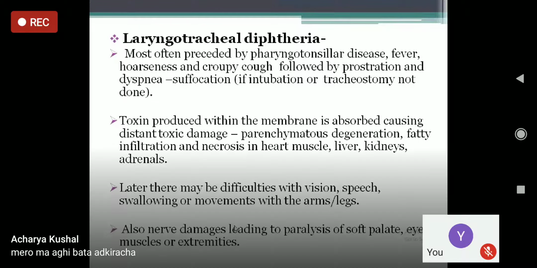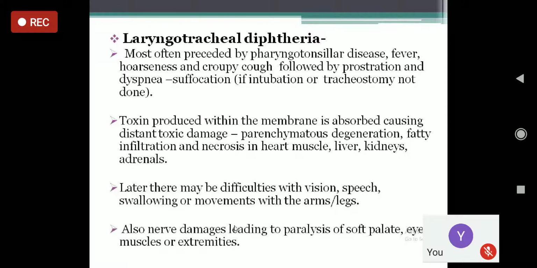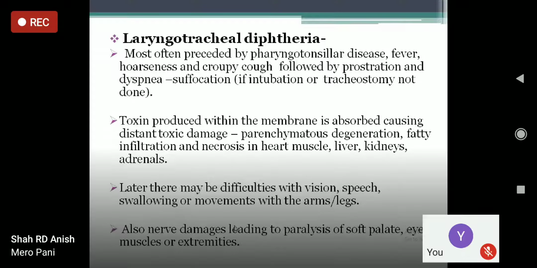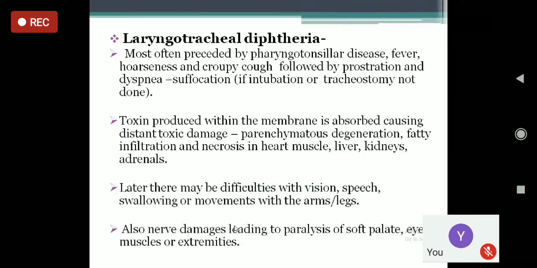So there is fever, and if you have bouts of cough, then after the bouts of cough stop, you will feel very tired, and have dyspnea. The child will also develop difficulty in breathing after the croupy cough, and sometimes the child may also feel suffocated. In severe cases, the child may have to be intubated or given a tracheostomy.